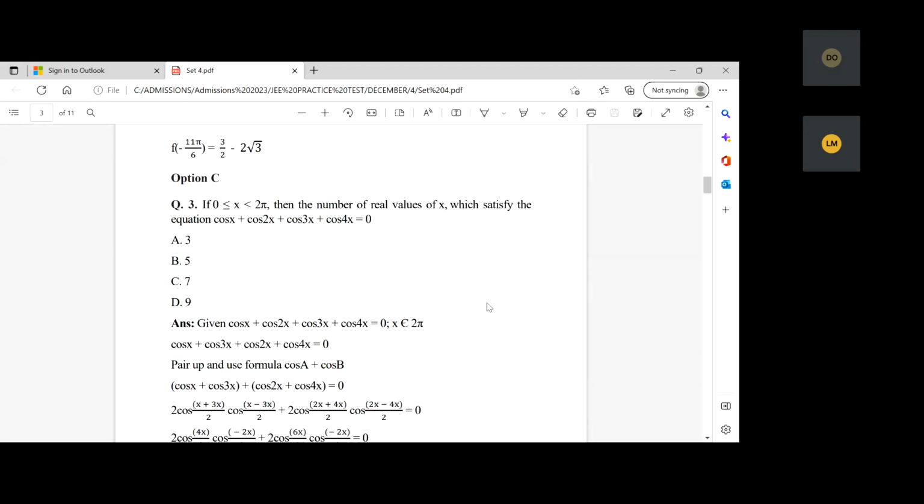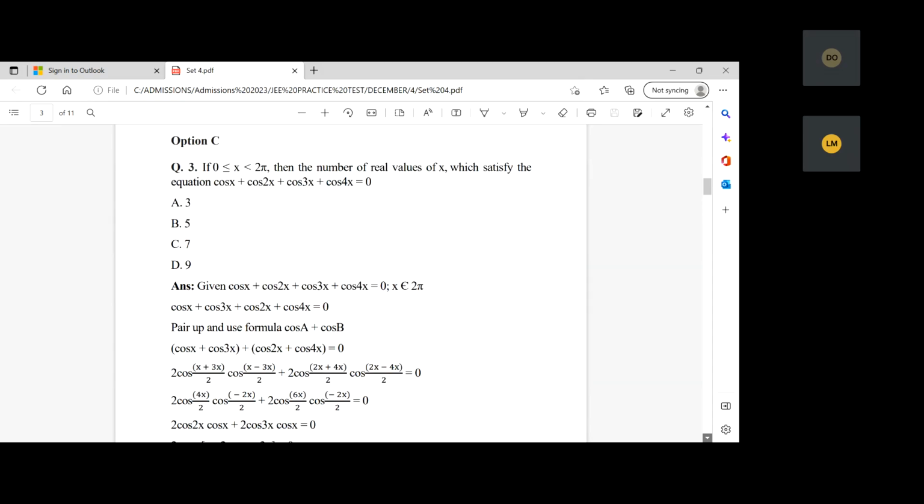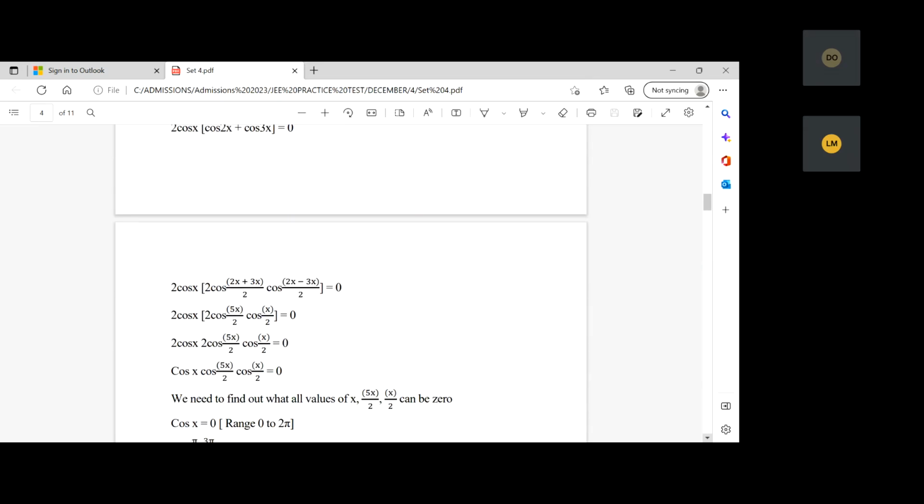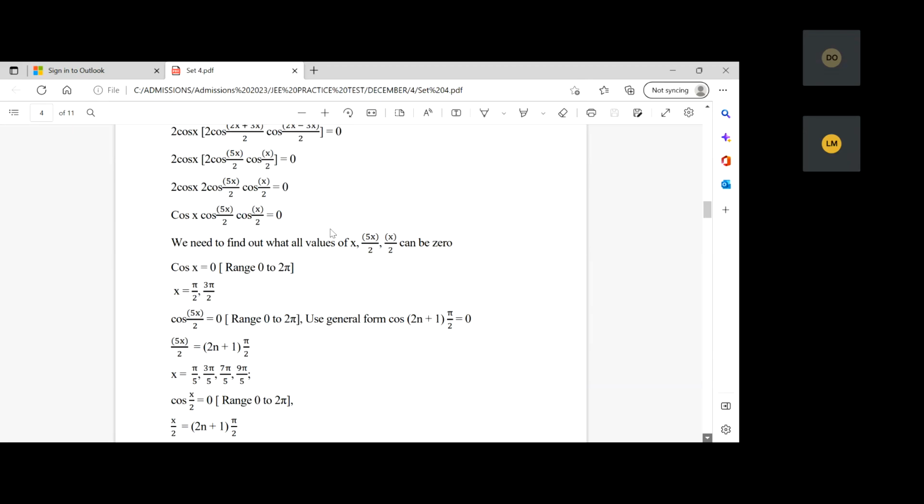This is cos x plus cos 2x plus cos 3x plus cos 4x equal to 0. So you are going to simplify it in terms of x, and you need to find out the values from the range 0 to 2π. After simplifying, you need to find out the values of x for cos 5x by 2 and cos x by 2, and you have the range from 0 to 2π.